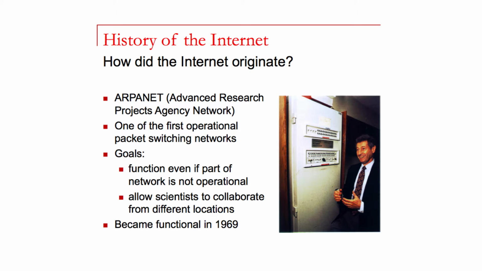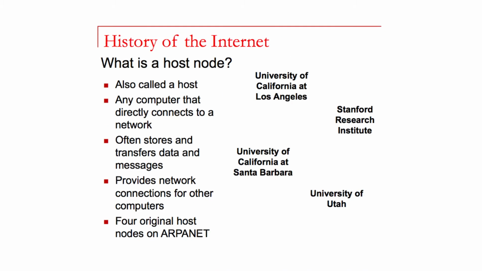And this is very useful because of power outages or other kinds of things that might affect the network. If that network can dynamically alter and adapt, then that's a very powerful feature. And it was also developed in terms of its functional purposes to allow scientists to collaborate in a distributed way. And the internet became functional in 1969. And there were 4 basic nodes shown here at UCLA, SRI, UC Santa Barbara, and University of Utah.